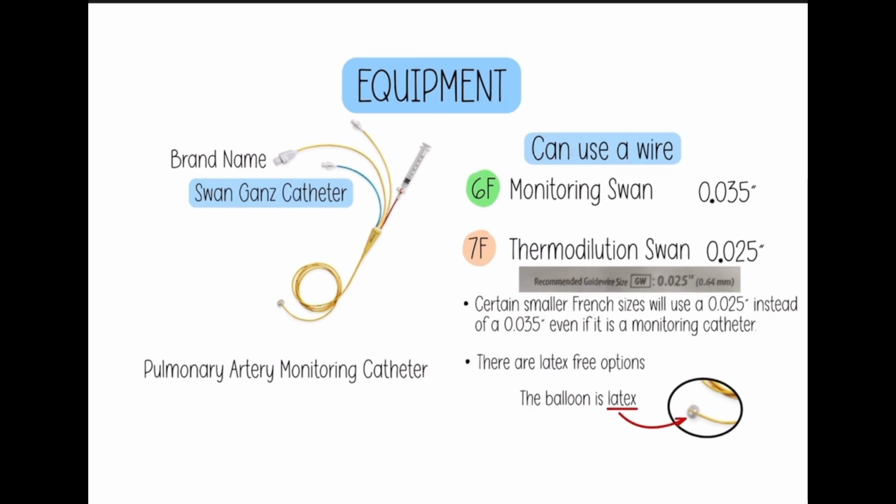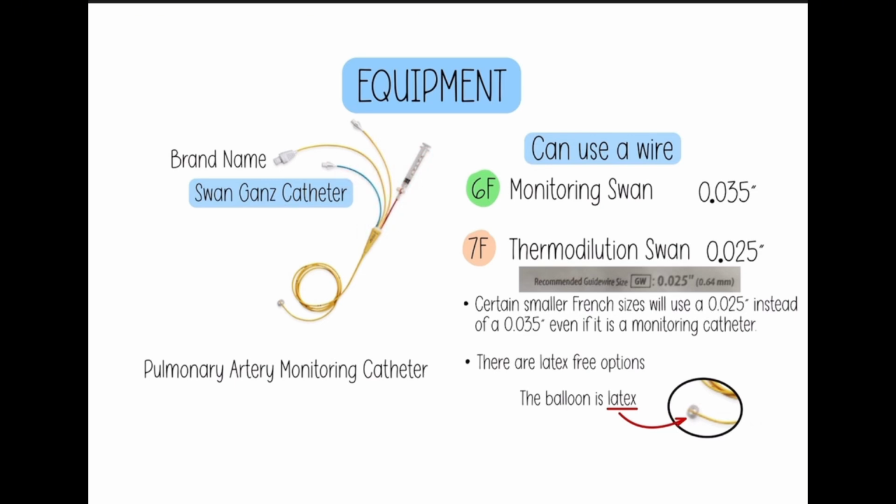Up next, let's talk about the different types of equipment we use. So first off, what I think a lot of people know it as is the Swan Ganz catheter. Now, that is a brand name. What this really is, is a pulmonary artery monitoring catheter. Some of you might hear it as a pulmonary artery wedge catheter. It's all the same thing. They are balloon tipped and they have 2 or 3 or 4 ports, or more. It just depends on what type of device you are using.